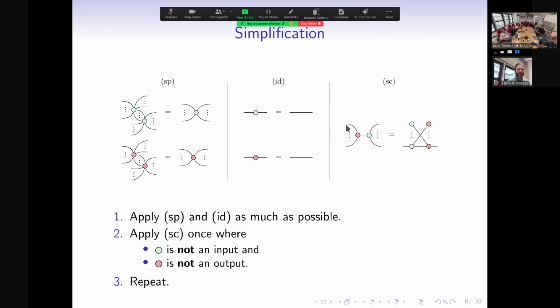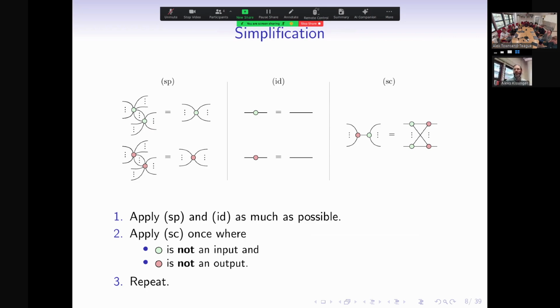And then I apply this rule. The easiest way to explain how to do this is I apply this rule once in a position where a Z dot, this green dot, is not an input, and this red dot is not an output. In a place where both of these things are satisfied. And what does this do? It gets all the green dots to be inputs and all the red dots to be outputs. Once I'm in that position, I won't apply this rule anymore, but I just apply this rule until I get as much as possible into that position.